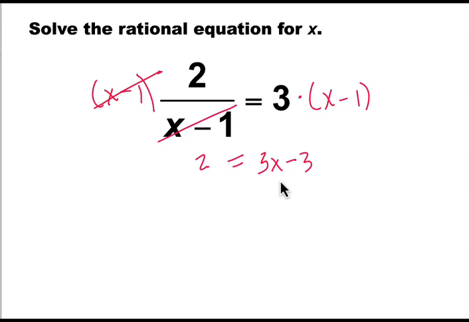Using the reflexive property of equations, I can rewrite the equation so that the x term is on the left side of the equation. So we get 3x minus 3 equals 2. We add 3 to both sides of the equation to get 3x equals 5. We divide both sides of the equation by 3 to get x equals 5/3. You can test this value of x with the original equation to see that it is a solution.